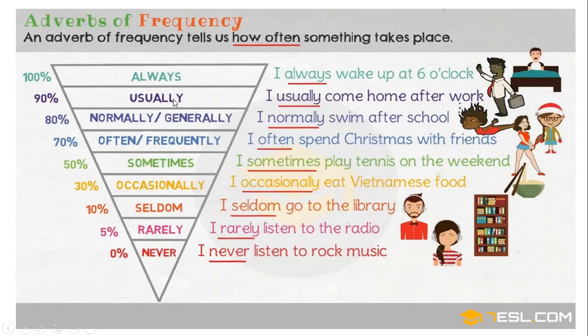Los adverbios de frecuencia nos ayudan a responder la pregunta, how often? ¿Qué tan a menudo? ¿O con qué frecuencia? ¿Verdad? So, I can say that when I use the frequency adverb always, is because I'm 100% sure that this will happen. Cuando yo utilizo siempre, es porque hay un 100% de certeza que eso va a ocurrir. Usually, 90%, normally or generally, they are synonyms, is 80%. Often or frequently is 70%.